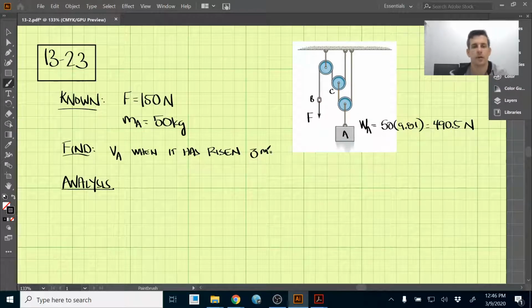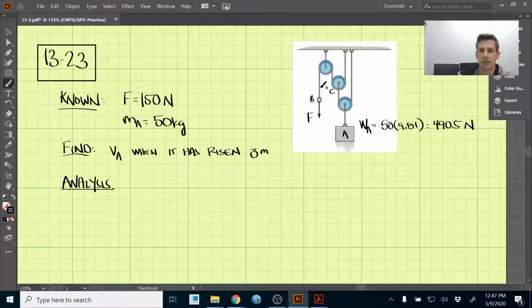All right. So with this force downward, we're looking for the velocity of this block A when it has risen 3 meters. So as you pull on B here with this force F, pulley C is going to move upwards, and this weight A is going to move upwards, and we're looking for that velocity at that time when A has gone upwards 3 meters.